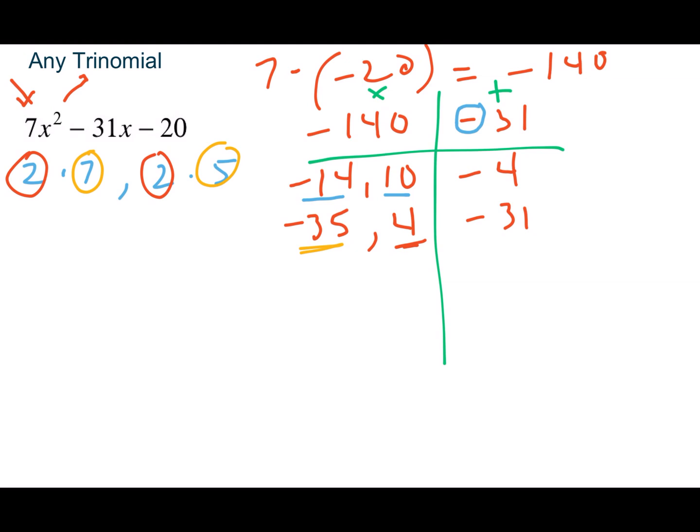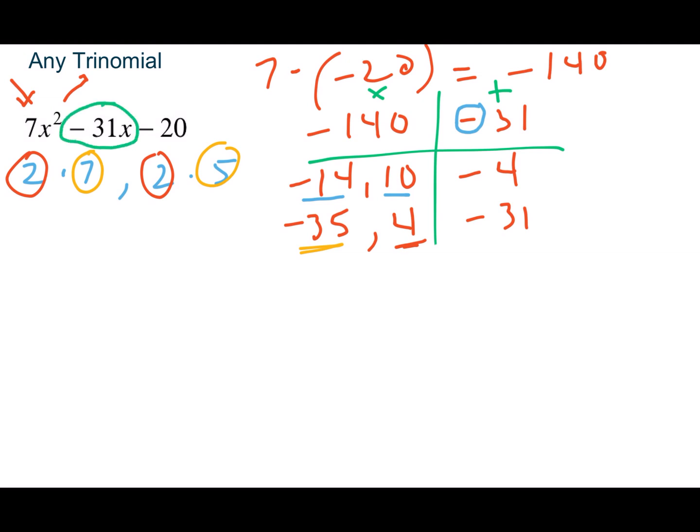So those are the right factors. Those are the ones I need. Okay, so now I have to show you how to use them, because it's not as simple as what we did before. It's not x minus 35, x plus 4, because I have the 7x. Now what we're really going to do is take this middle term and break it up.